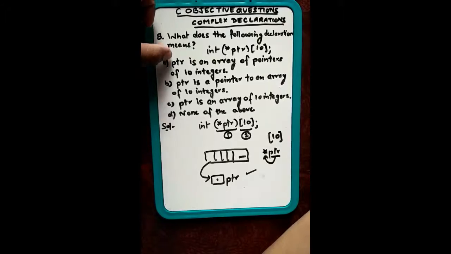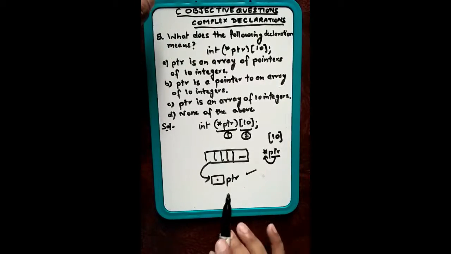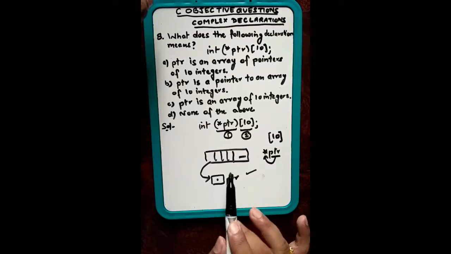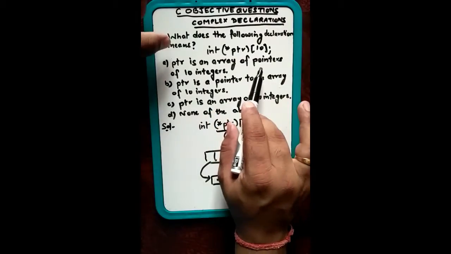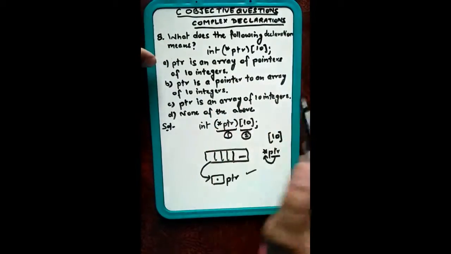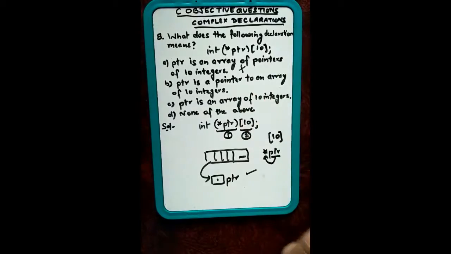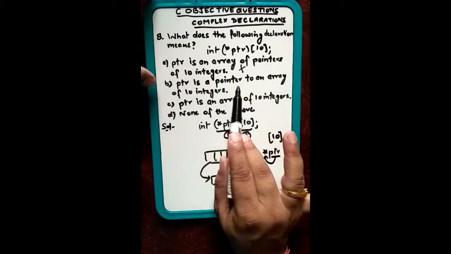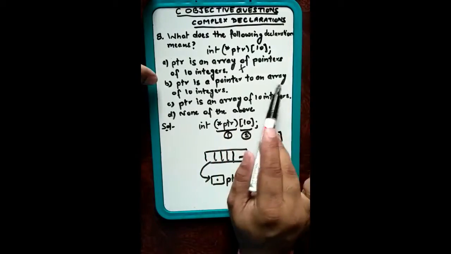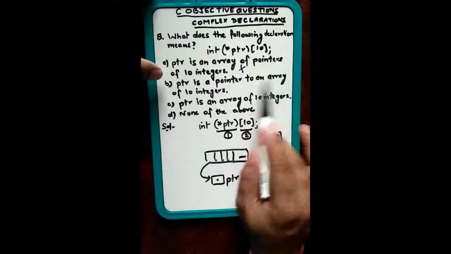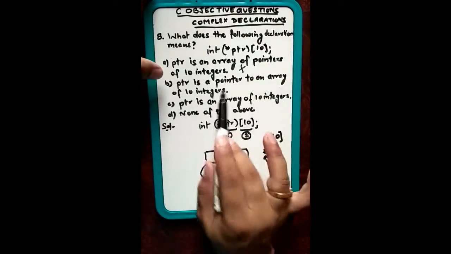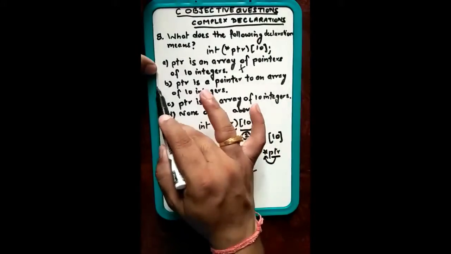The first option is saying ptr is an array of pointers of 10 integers, but ptr is not an array. ptr is simply a variable holding the address of an array. So this first statement is wrong. If we move to the second statement, it says ptr is a pointer to an array of 10 integers. ptr is a pointer, that is, ptr is holding the address of an array of 10 integers. This statement is correct.